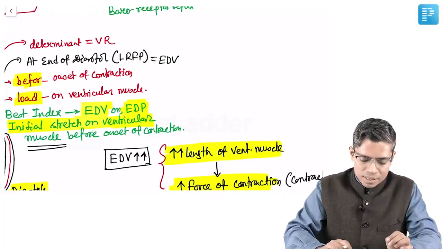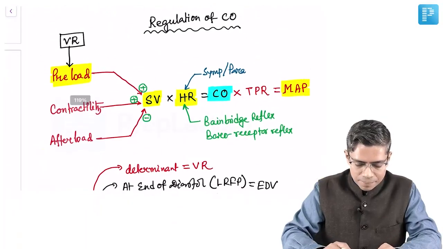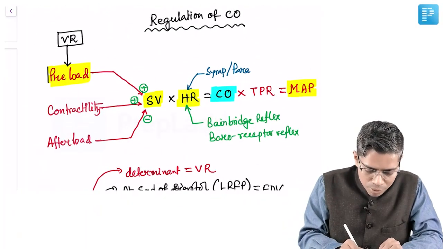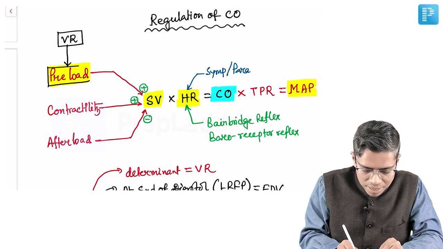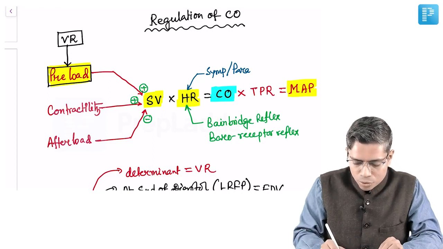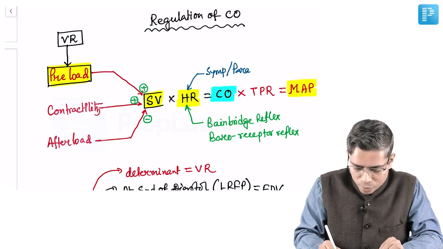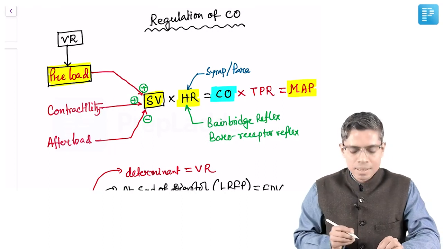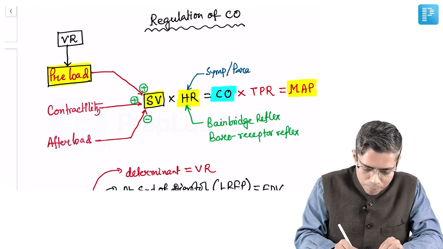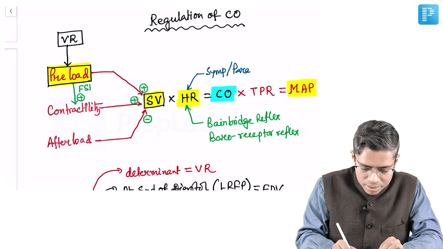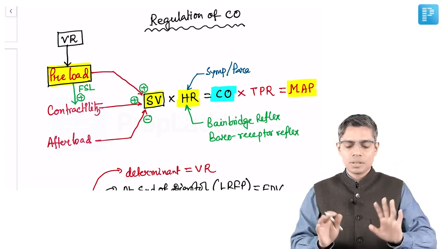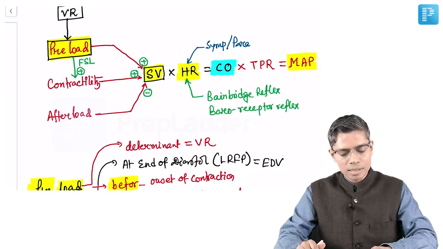So in this flow chart, I can connect here that if your preload is more, it will directly increase the stroke volume. That is the direct effect. The more the preload, the more is the stroke volume. But indirectly, the preload can also increase the contractility of the heart, and this is by the Frank-Starling law. Am I clear? So this is about the Frank-Starling law and preload.